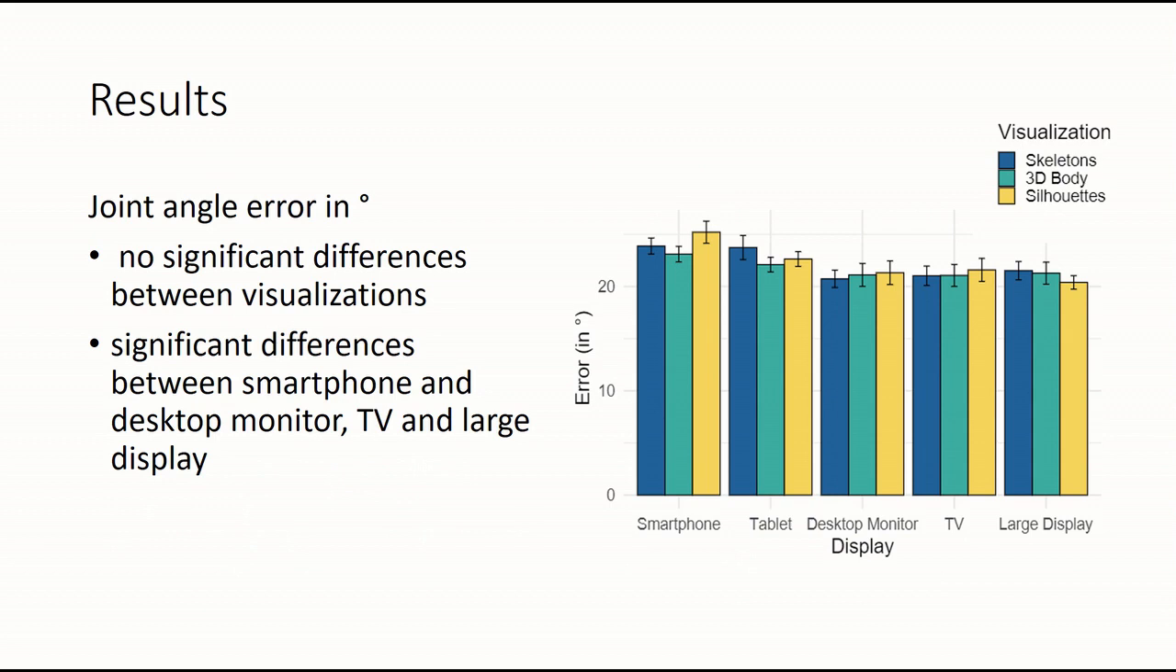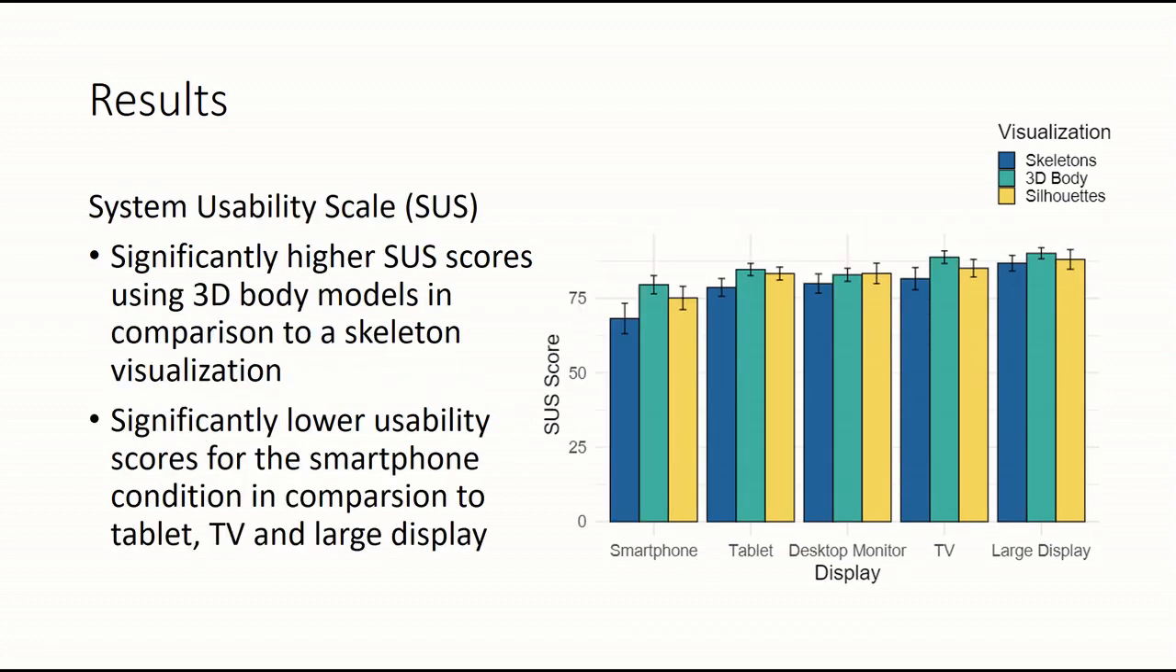With regards to joint angle error, we could not find any significant differences between visualizations. However, we could find a significant increase in error while using a smartphone in comparison to using a desktop monitor, a TV, and a large display. With regards to our system usability scale scores, we found significantly higher SUS scores using 3D body models in comparison to a skeleton visualization. We also found significantly lower usability scores for the smartphone condition in comparison to a tablet, a TV, and a large display.